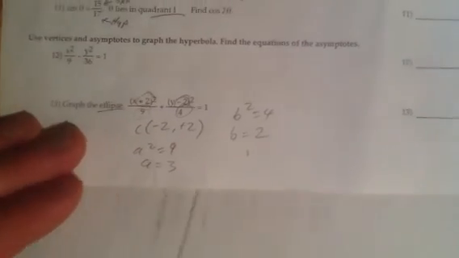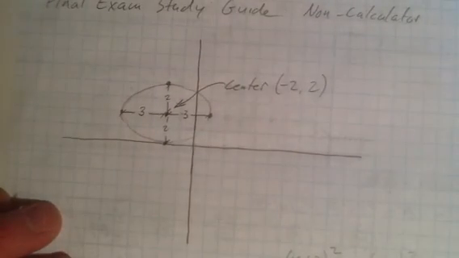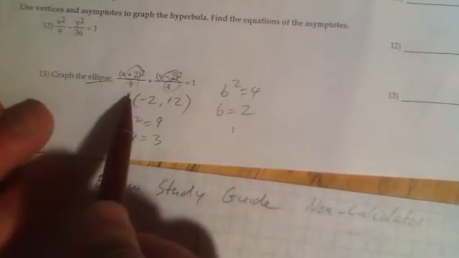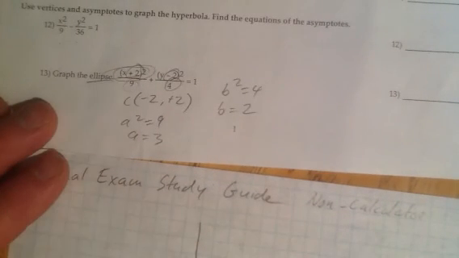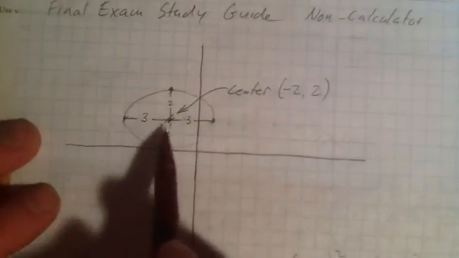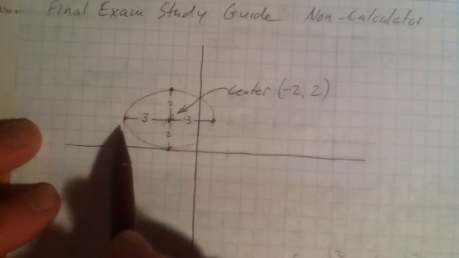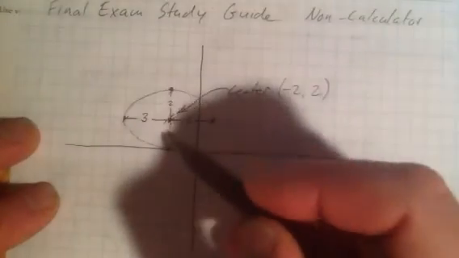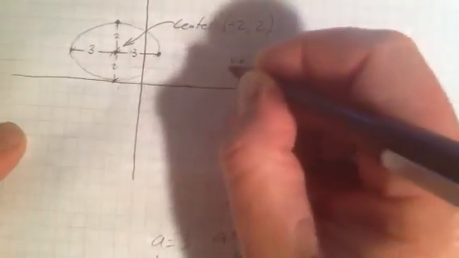First, let's plot the center. I know it's a horizontal orientation. How do I know that? I know that because the bigger number, a squared, is underneath the horizontal variable x. All right, so plot this. My major axis is 3 units long this way, 3 units long that way, for a total major axis of 6. 2, 2. Draw your little squished egg thingy here, and you are done.